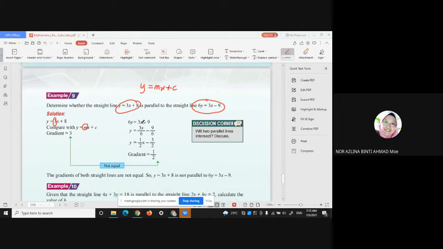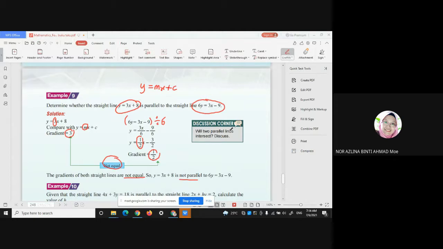Next, 6y equal to 3x minus 9. We want only y, so all terms we divide by 6. So 6y divided by 6 is y. 3x divided by 6 is 1 over 2 x, minus 9 divided by 6 is 3 over 2. So now the gradient for the second equation is 1 over 2. The first gradient is 3, the second gradient is 1 over 2, and this is not equal. The gradients of both straight lines are not equal. So y equal to 3x plus 8 is not parallel to 6y equal to 3x minus 9. When the gradients are not equal, the line is not parallel.